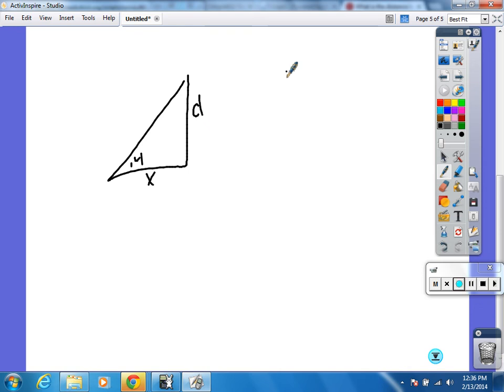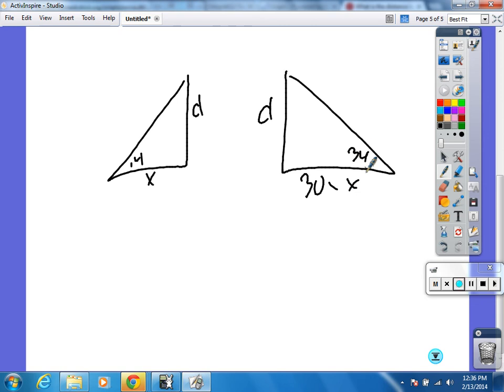And then, this is D, and this was 30 minus X, and this is 34. I want to find that distance. You guys did so well on it last time. We're going to throw it at you again. This is like your 5th time being warned about this question.